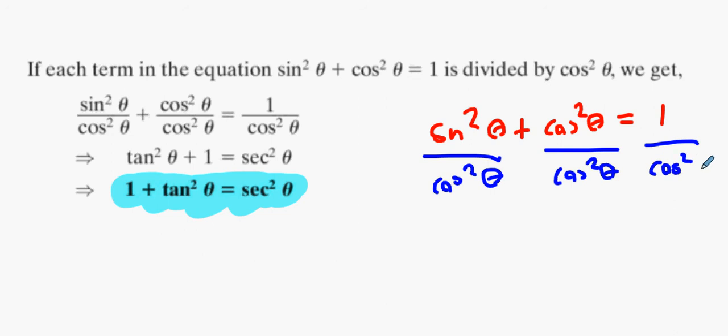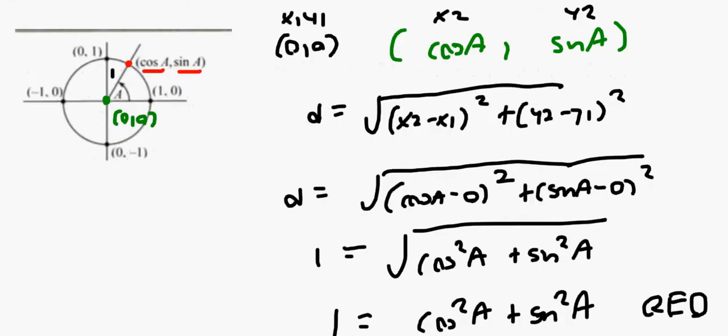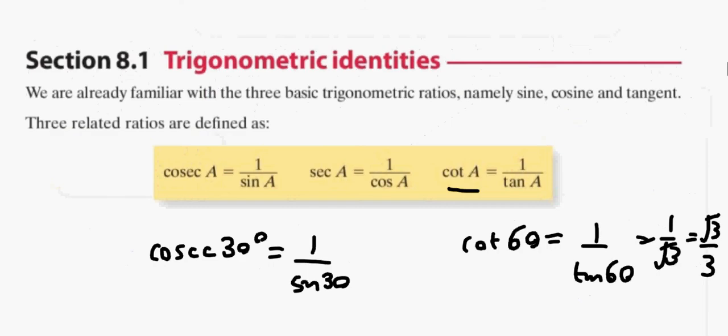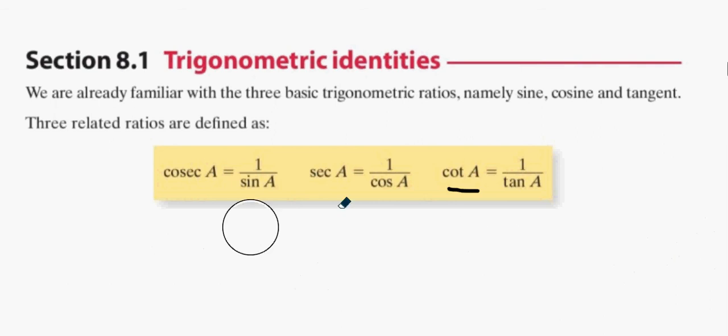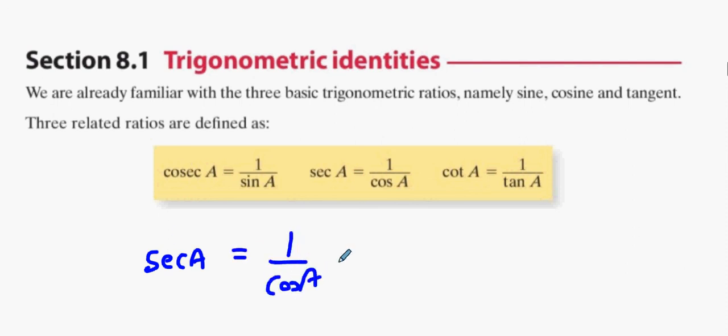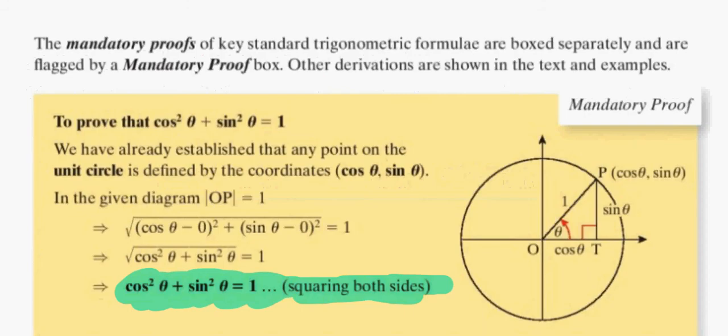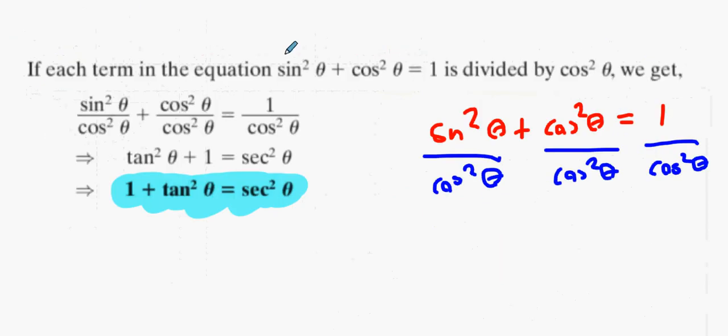Now, what you learned on the first page, if I go all the way back to the start, is that secant A equals 1 over cos A. Square both sides, and you get secant squared A equals 1 over cos squared A. So, when we go back here, I can say 1 over cos squared theta is secant squared theta. Cos squared theta over cos squared theta is simply 1.